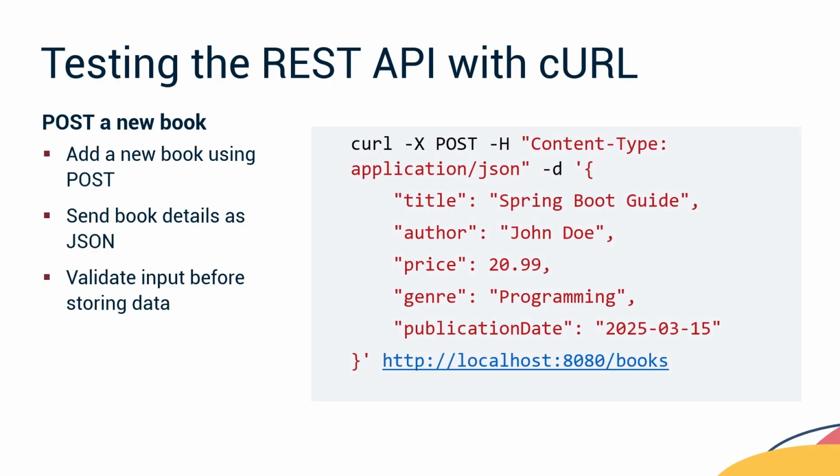In this code snippet, curl is using the POST method. The -H flag sets the header. The content type is specified. The -d flag is used to pass the data, and the URL is the endpoint that is being called.